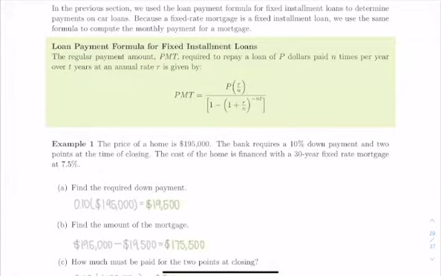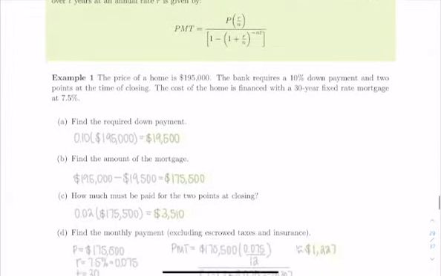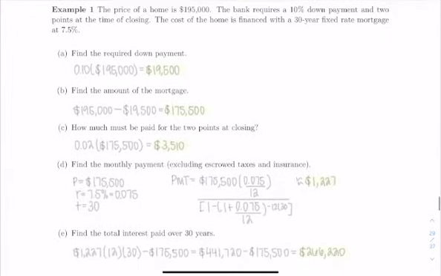The price of a home is $195,000. The bank requires a 10% down payment and 2 points at the time of closing. The cost of the home is financed with a 30-year fixed rate mortgage at 7.5%. First, we want to find the required down payment.